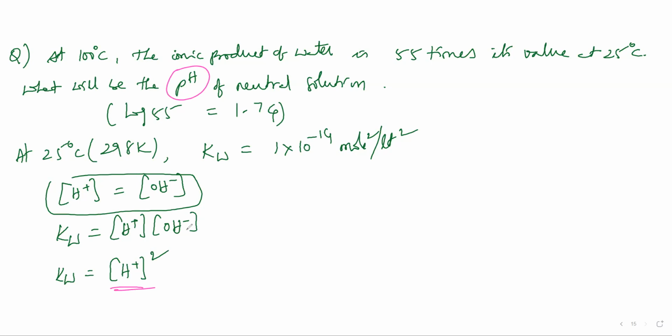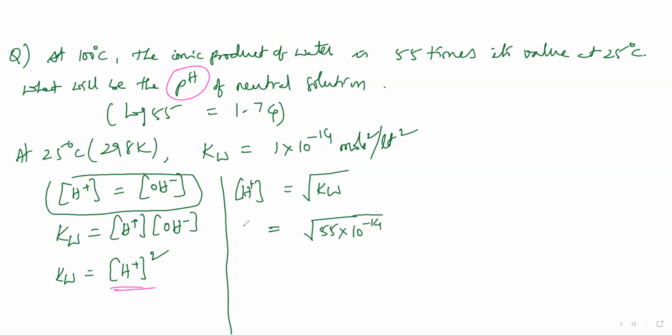Then next, what is KW? The concentration of H plus ion will become square root of KW. So what is the given value? 55 times, 55 into 10 power minus 14. So this is the concentration of H plus ions. But what we need is pH. pH is equal to negative logarithm of the concentration of H plus ions. Now proceed with this.